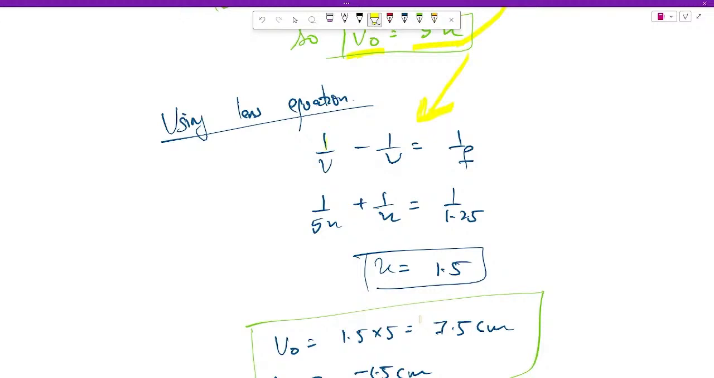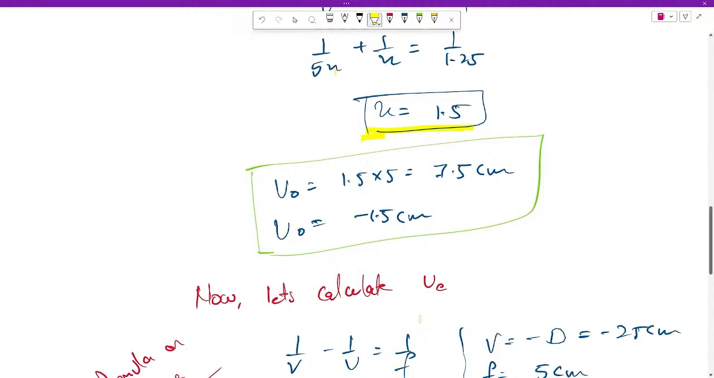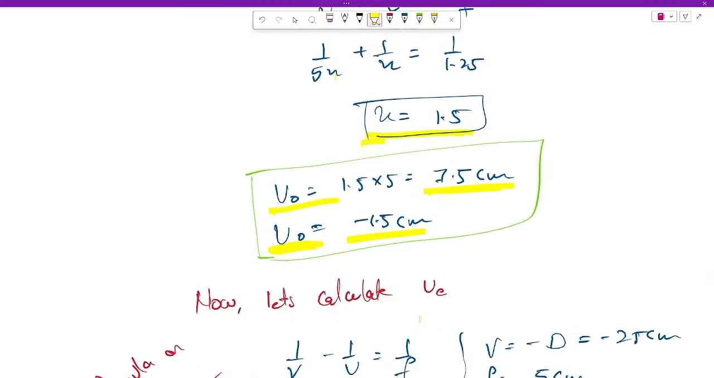So 1 by V would be equal to 1 by 5x. Now 1 by U would be equal to 1 by x because U is -x. So finding the value of x, we will get a value of 1.5 centimeter. Now since we assumed that VO is equal to 5x, VO is going to be equal to plus 7.5 centimeter, and UO, that is the object distance from the objective, is going to be equal to minus 1.5 centimeter. So we have got the value of UO and the value of VO.